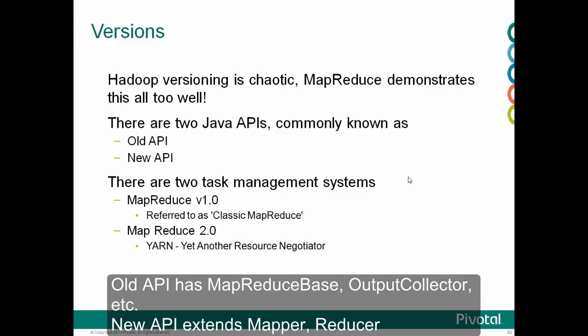Hadoop versioning is somewhat chaotic. MapReduce all by itself demonstrates this as well, in that there are two Java APIs, and they are referred to commonly as the old API and the new API. In addition to two separate APIs, there are also two task management systems. One is referred to as Classic MapReduce, or MapReduce version 1.0, or MRV1 as it's called, and the other is MapReduce version 2, or MRV2, also referred to as YARN, an acronym for yet another resource negotiator.